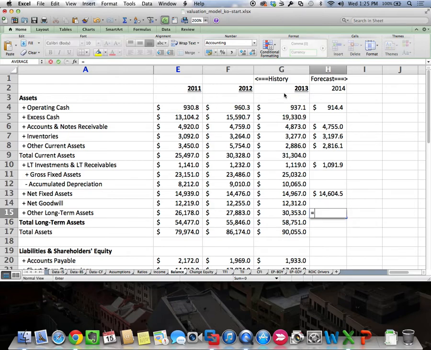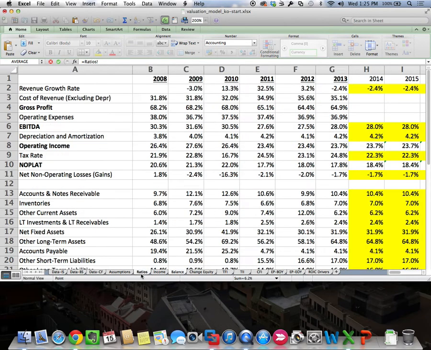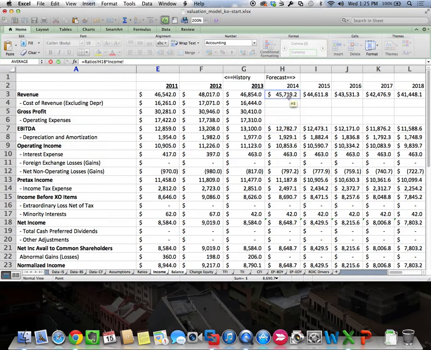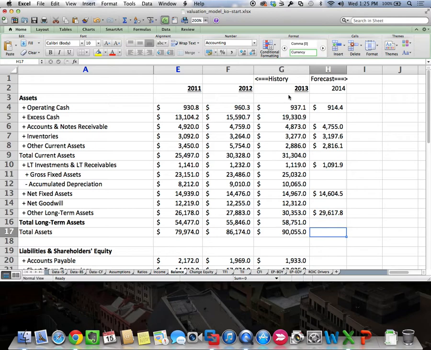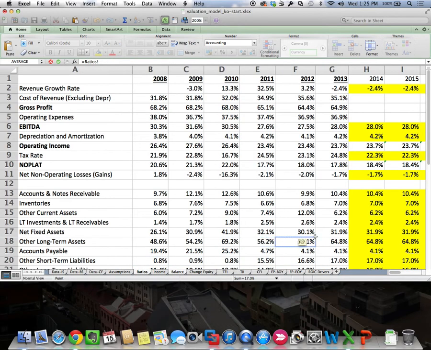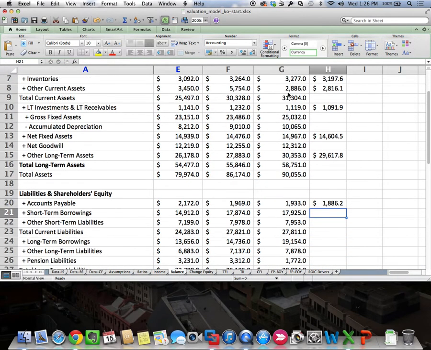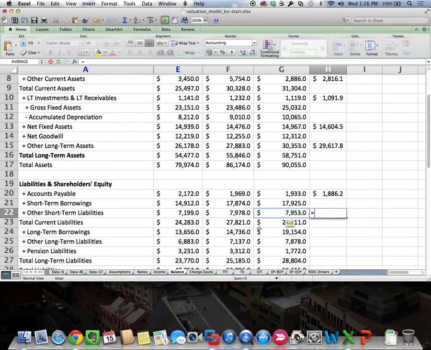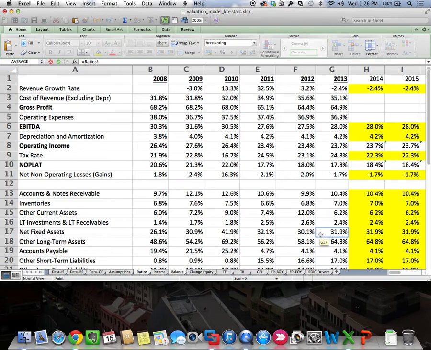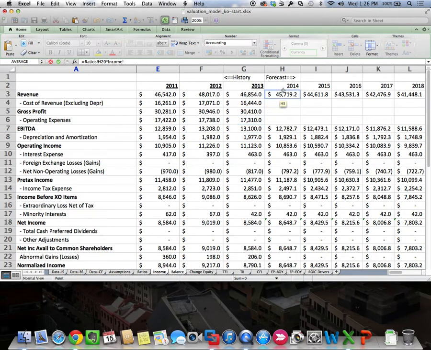The next one's other long-term assets equals other long-term assets for 2014 times income tab 2014 revenue. Right? Next one's accounts payable equals accounts payable as a percentage of revenue times 2014 revenue. Next one's other short-term liabilities equals other short-term liabilities as a percentage of revenue times 2014 revenue.